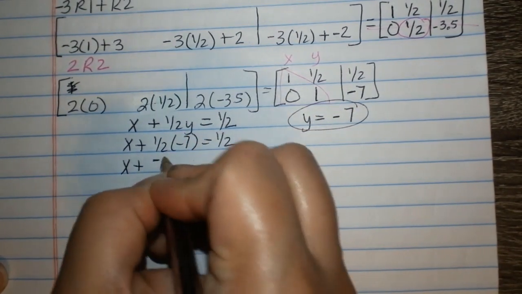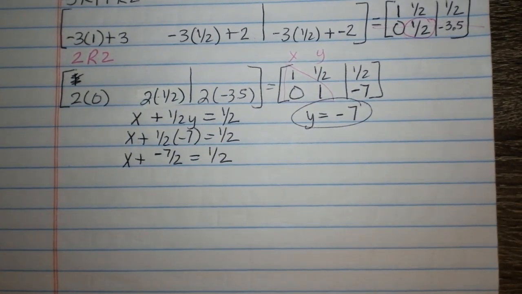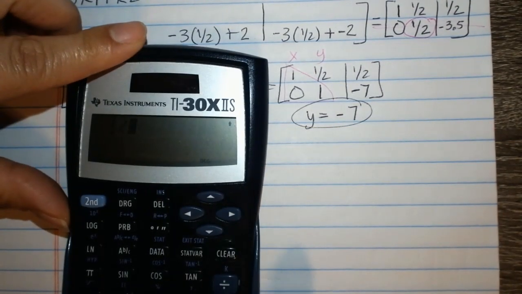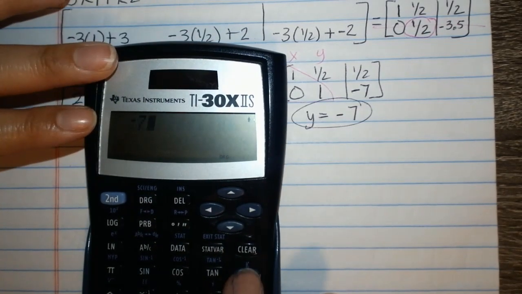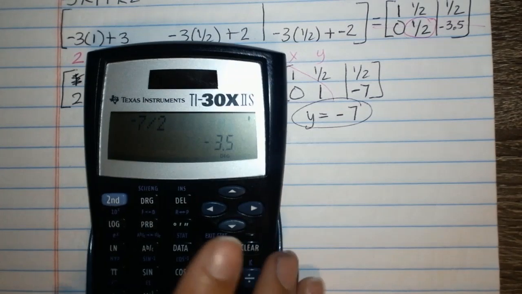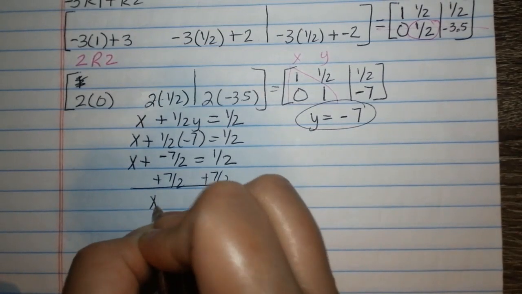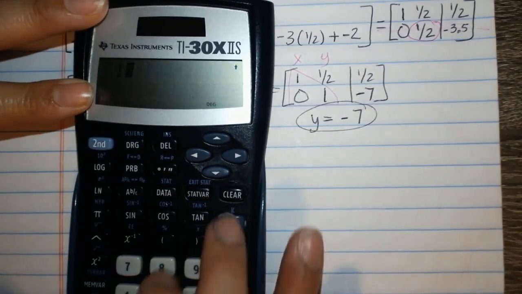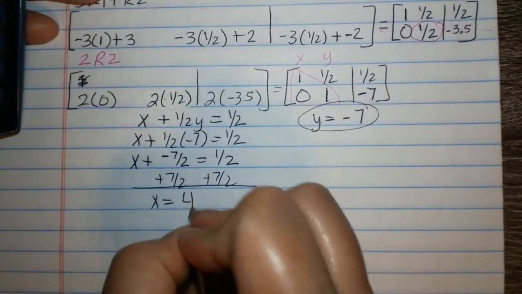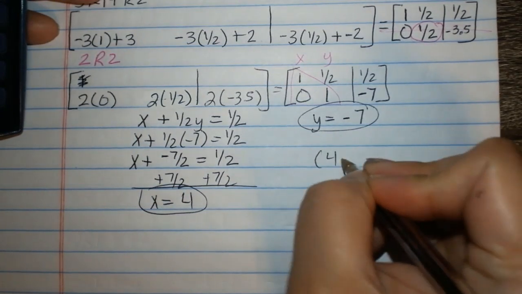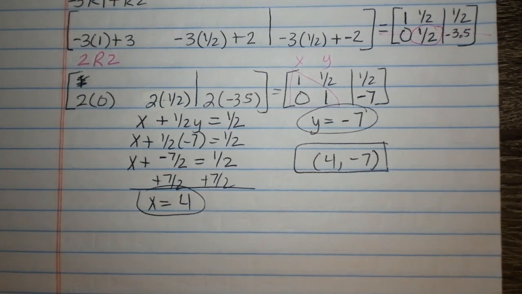X plus -7/2 equals 1/2. And if you're not sure and you want to make these into decimals, 1/2 times -7 is -3.5, which is -7/2. -3.5 is the same thing. I want to add 7/2, add 7/2. So I get x equals 1/2 plus 7/2, which is 4. So my answer: 4, -7.